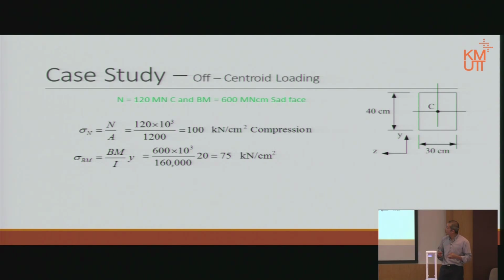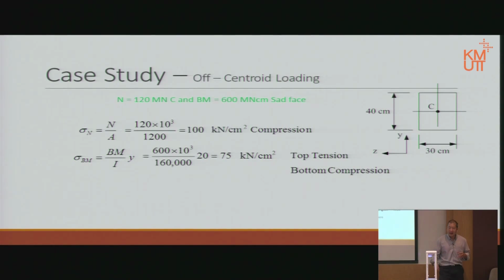Now because we want to know the top and the bottom, if we measure Y from the neutral axis, up here it is 20, down here also 20, so it's the same. However, it is tension on the Z face at the top and compression at the bottom. Whereas the axial force is compression, therefore the axial stress from that axial force is all compression.